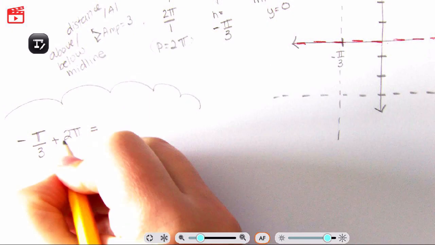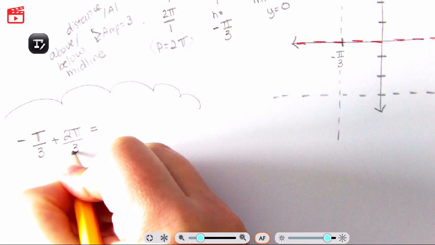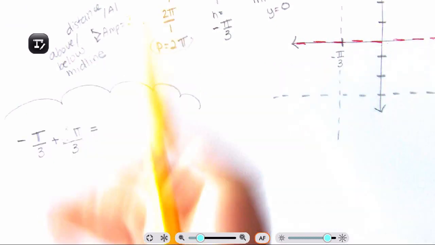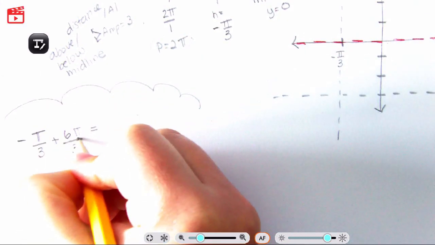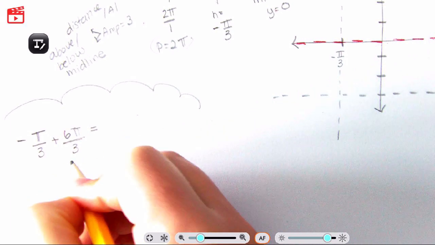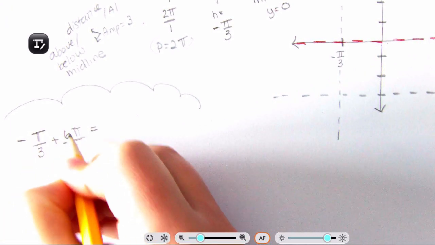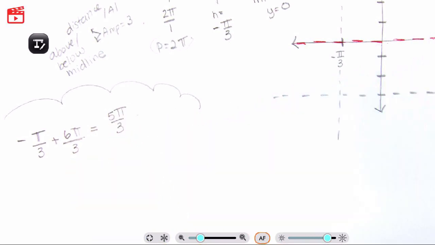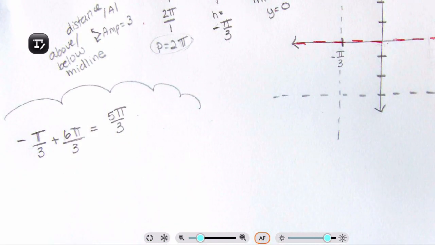So I'm going to convert this. I'm going to say this is 3, so then this is 6. Right, 2 pi simplifies. So negative pi-thirds plus 6 pi-thirds, that is 5 pi-thirds. So I'm going to end up at 5 pi-thirds.